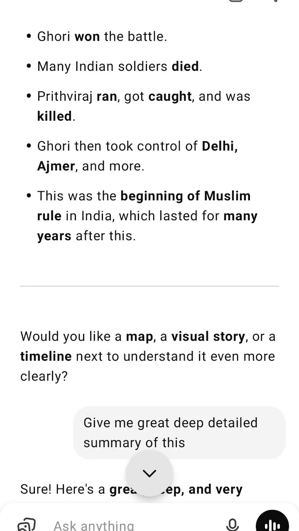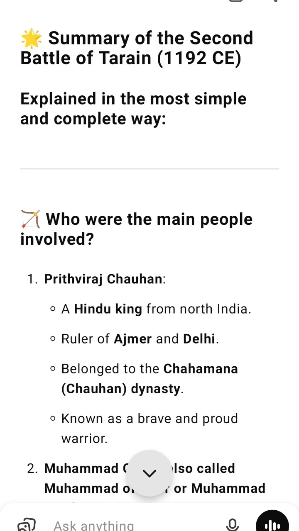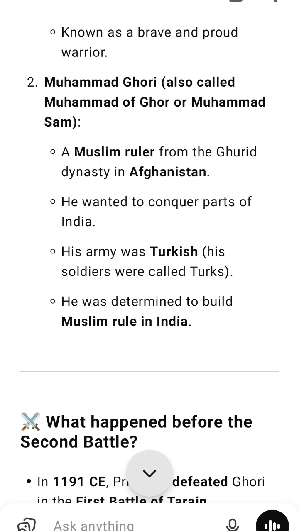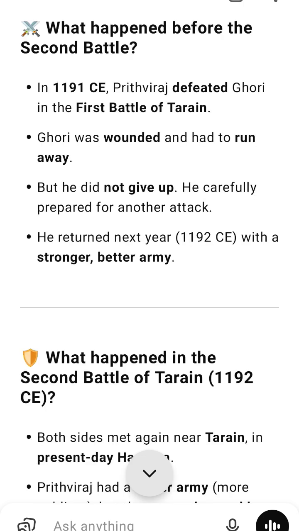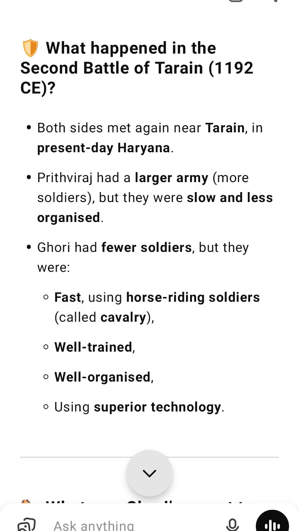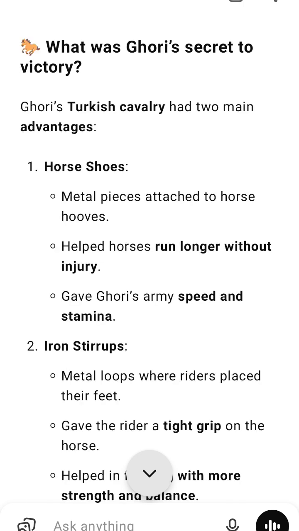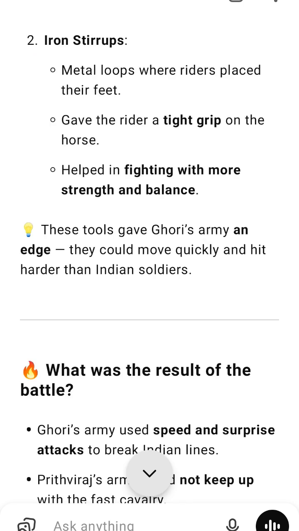What did Ghori's army do after the battle? The Turkish army captured many major cities in North India: Hansi, Saraswati, Samana, Delhi, Ajmer. This gave Ghori control over much of northern India. Why is this battle important in Indian history? This battle is called a turning point because: 1. It ended the rule of Hindu kings like Prithviraj in Delhi. 2. It opened the door for Muslim rule in India. 3. After Ghori, his general Qutb-ud-din Aibak took control.